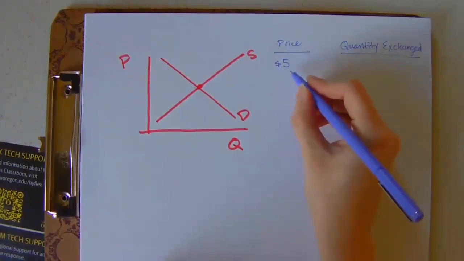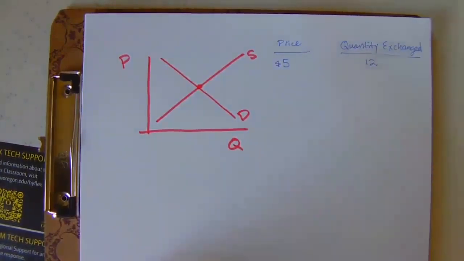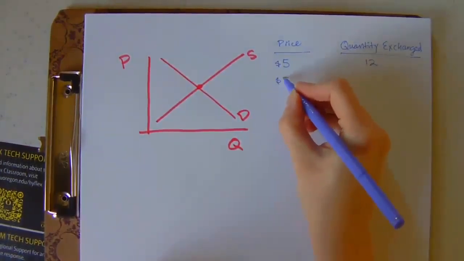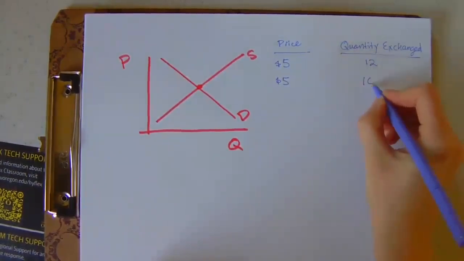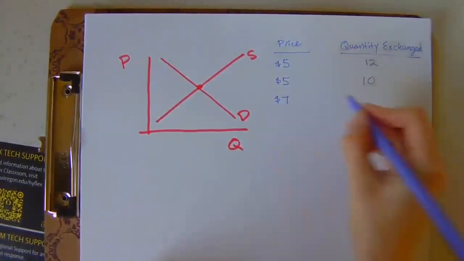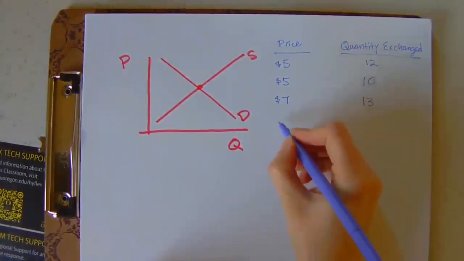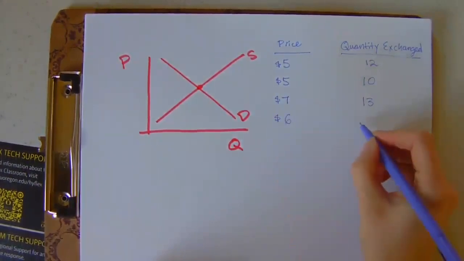When it was $5, 12 were bought and sold. When it was $5, 10. When it was $7, 13 were bought and sold. And when it was $6, 11.